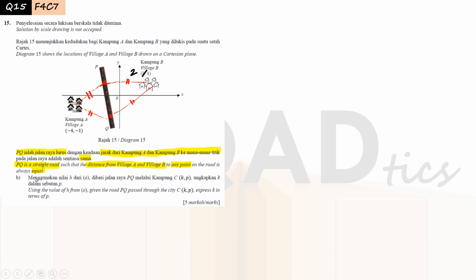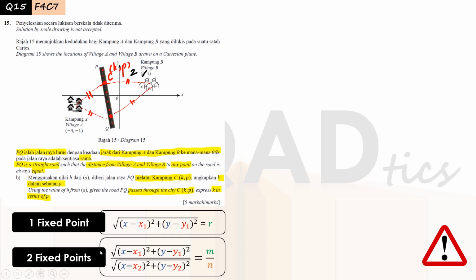Alright, so in part B, it says that we need to use the value of h from part A, which is 2, and they gave us this clue where this city C is at this road. Alright, so let me assume that this red point is point C, and these are the coordinates K and P. So now we need to express K in terms of P. So to do this, we can use the locus way. So for locus, we have two cases, right? One is one fixed point and the other one is two fixed points. So now our two fixed points would be the coordinates of these two villages.